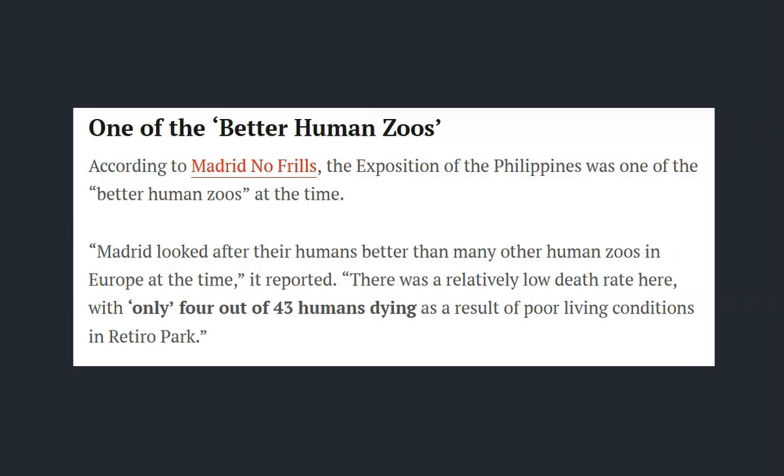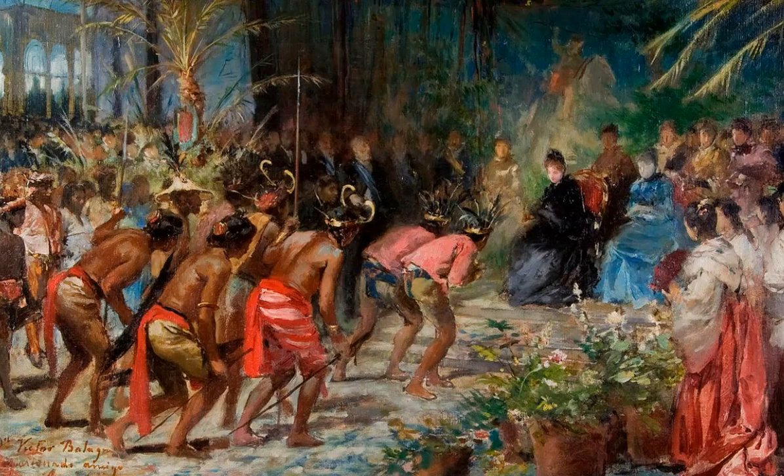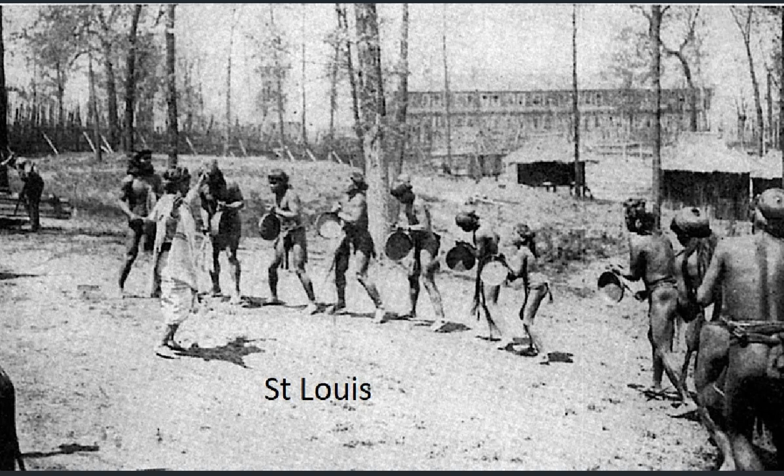And a part of the narrative that comes along with these World's Fairs has to do with the human zoos, where they're depicting people supposedly in their native habitats. Madrid looked after their humans better than any other human zoos in Europe at the time. Relatively low death rate, apparently. Only 4 of the 43 humans died as a result of poor living conditions in the park during that fair. Very ugly. And here's supposedly a depiction of the Spanish royals and the human zoo. Filipinos, apparently, is what they were. An awful part of the narrative.